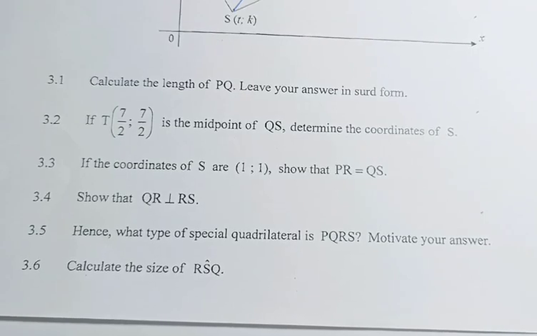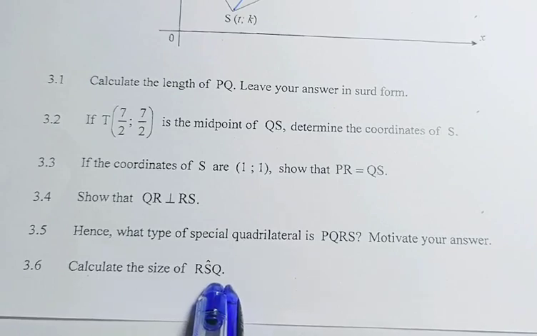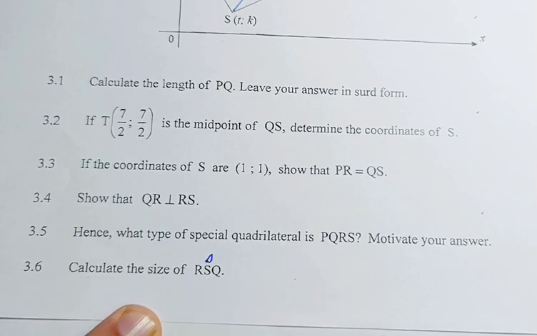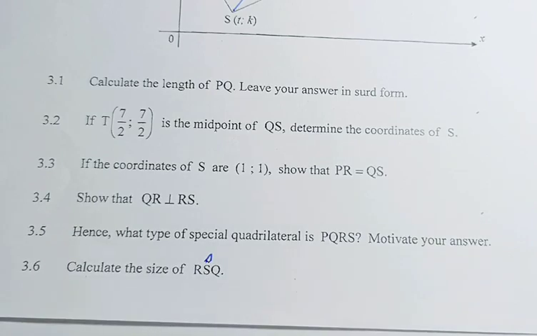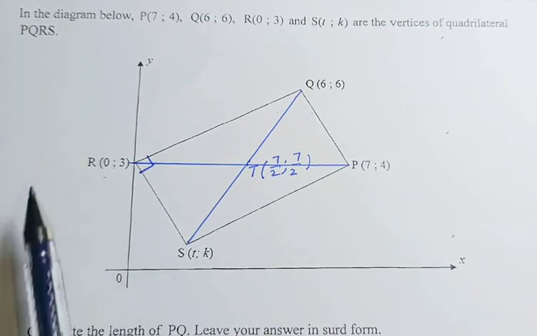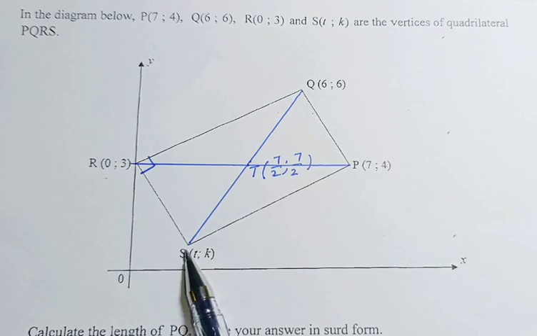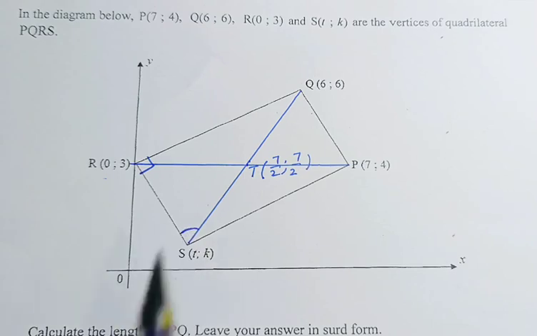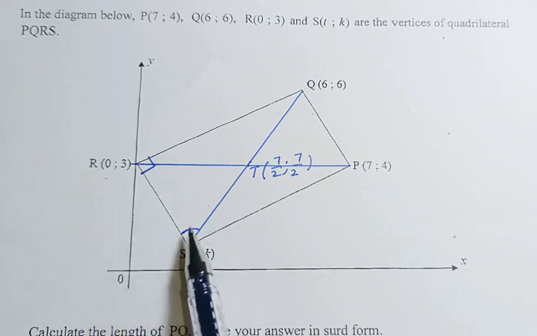The last question is actually about trigonometry. He said calculate the size of RSQ. So the angle S, he wants the angle S. The angle R, angle SQ. So have a look here. He wants the answer RSQ. He's looking for this angle. We need to find this angle here. RSQ. Right.